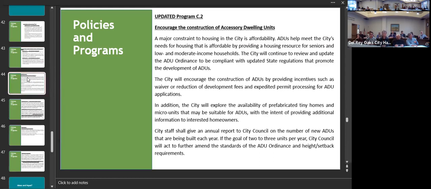The next one is an updated program C2, and that's just about the accessory dwelling units, ADUs. The only change on that is really because HCD requires us to be a little more specific about here's how you're going to monitor this, you're going to do an annual report on this, and so to show that we can use these as credit towards your RHNA. Next slide.